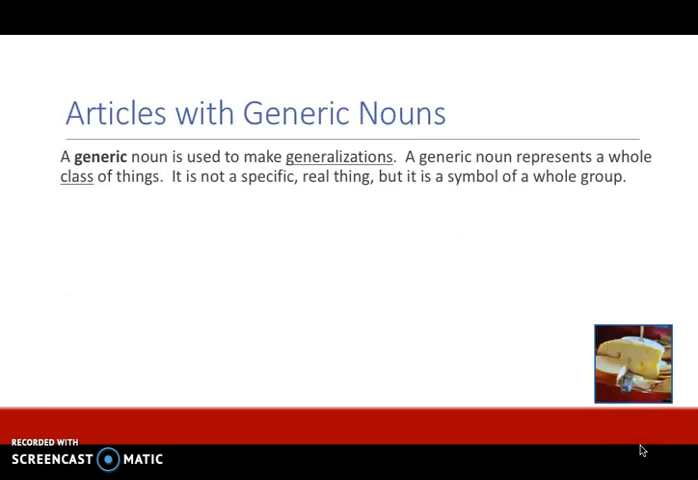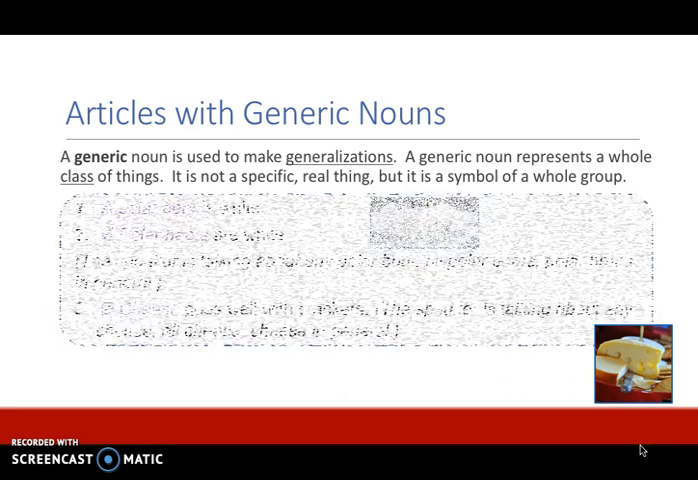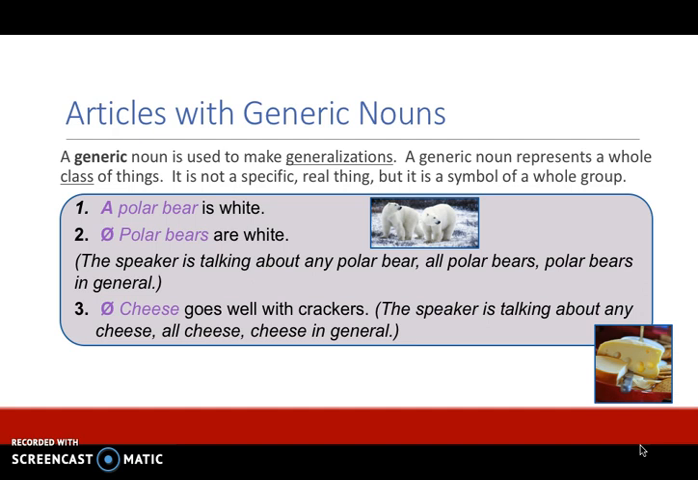A generic noun is used to make generalizations. A generic noun represents a whole class of things. It's not a specific, real, or concrete thing, but it is a symbol of a whole group. Let's look at some examples.